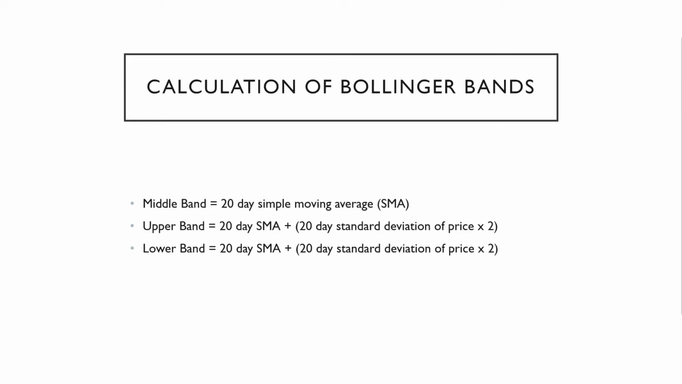So the calculation of Bollinger Bands. By default, you have a 20-day simple moving average as your middle Bollinger Band. The upper band is the 20-day simple moving average plus the 20-day standard deviation of price times 2. Same with the lower Bollinger Band, and that should be a minus. I have a plus right there, but the lower band is the 20-day simple moving average minus the 20-day standard deviation of price times 2.